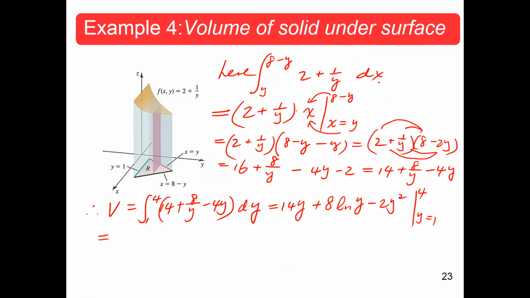Okay, there we go. You can plug in 4 and plug in 1. So plugging in 4, I have 14 times 4, plus 8 times natural log 4, minus 2 times 4 squared, which is 16. And then let me plug in 1, so I have 14 plus 8 times natural log 1, minus 2 times 1 squared, which is 6.